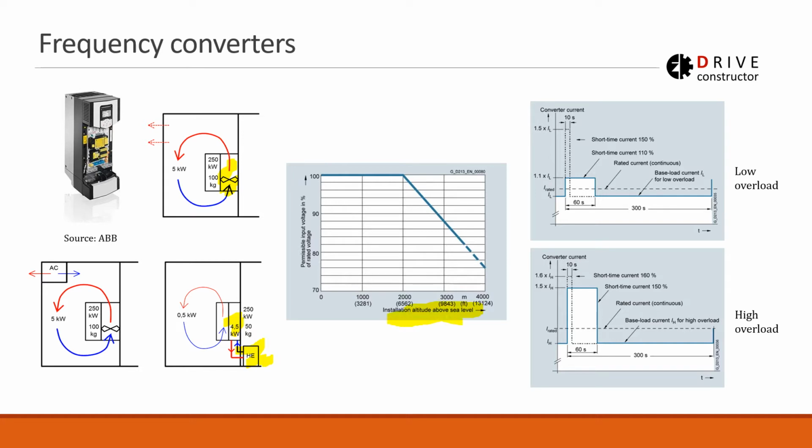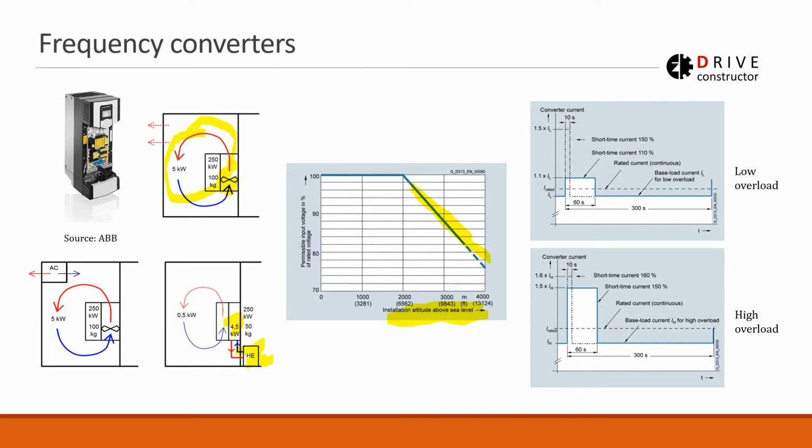Also we should remember that frequency converters can lose some of their performance when operated at high elevations. Then the loadability of the frequency converter goes down, because at higher altitudes like 2, 3, 4 kilometers, the air is less dense, and then cooling will not have the same effect as at sea level.